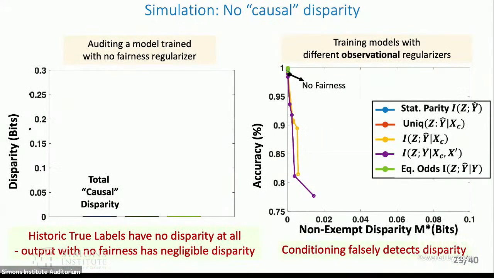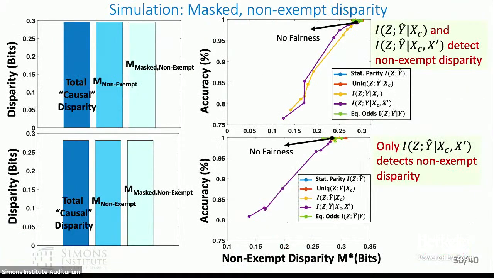Then we also look at other scenarios where there's actually no causal disparity. Here we see mutual information falsely tries to reduce non-exempt disparity when there isn't any, but unique information doesn't. And then these are other scenarios where there's some masking. And in masked scenarios, sometimes conditioning can help reduce some kinds of masked disparities, which unique information again doesn't address.